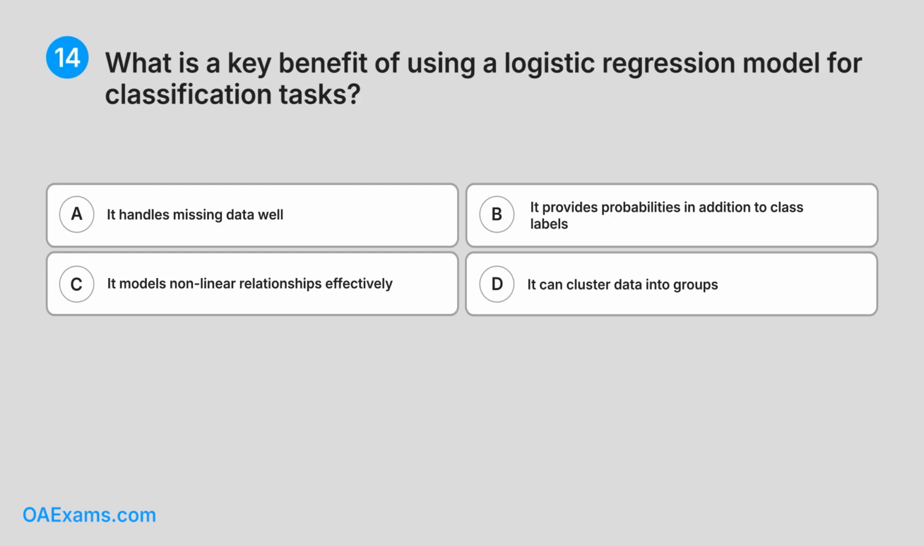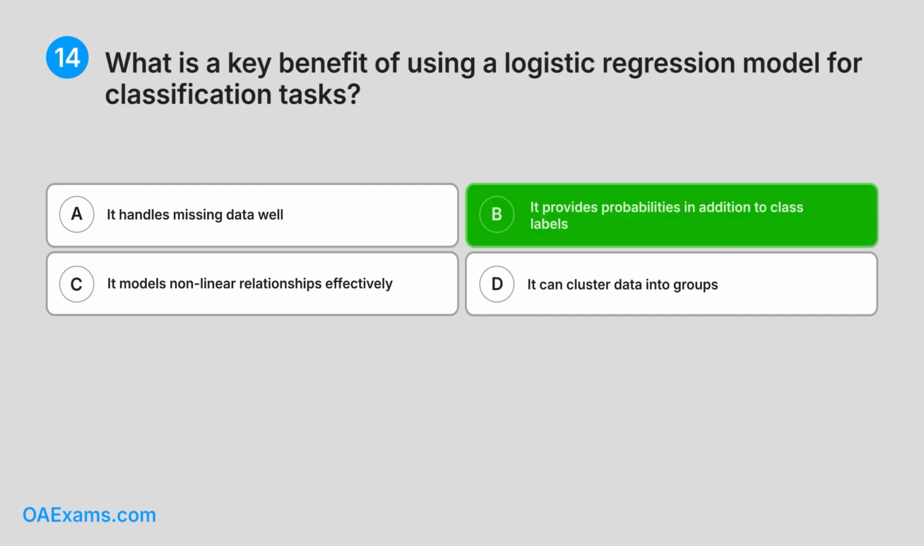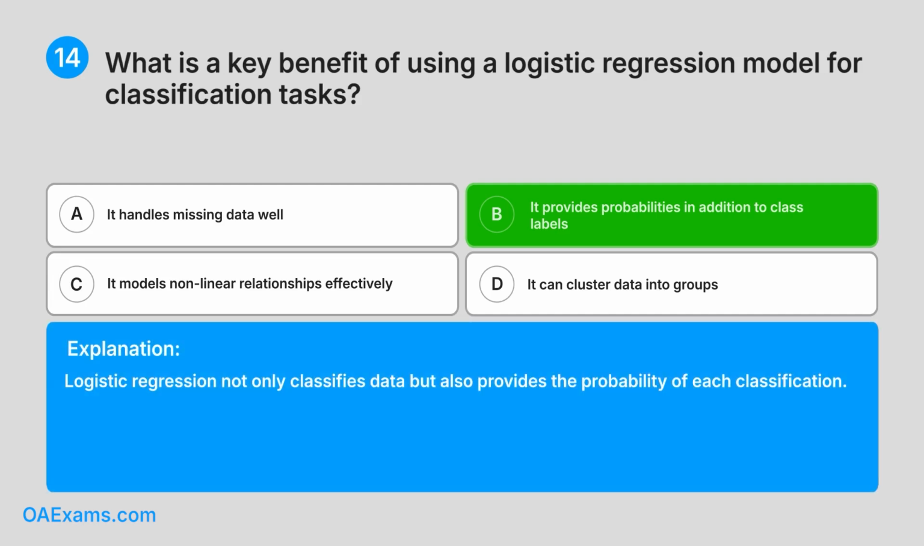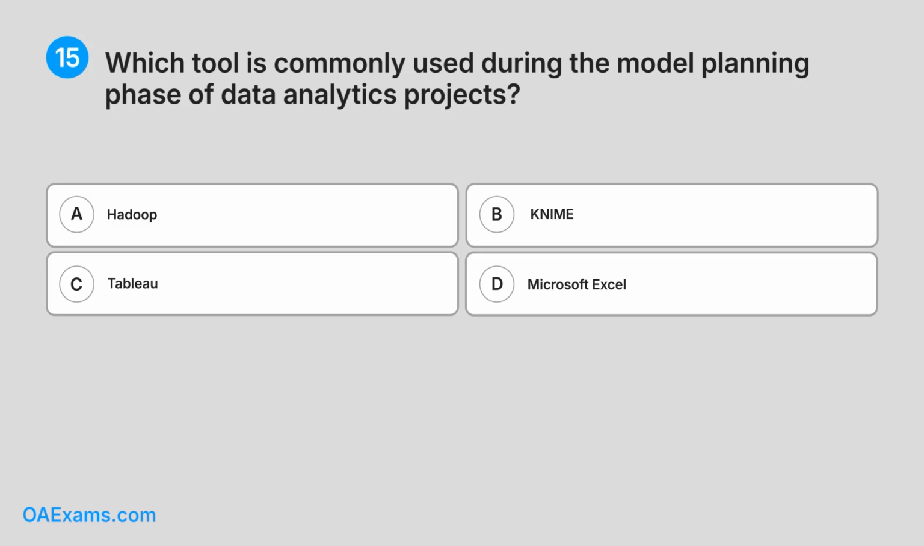Correct answer. B. It provides probabilities in addition to class labels. Explanation. Logistic regression not only classifies data, but also provides the probability of each classification. 15. Which tool is commonly used during the model planning phase of data analytics projects?